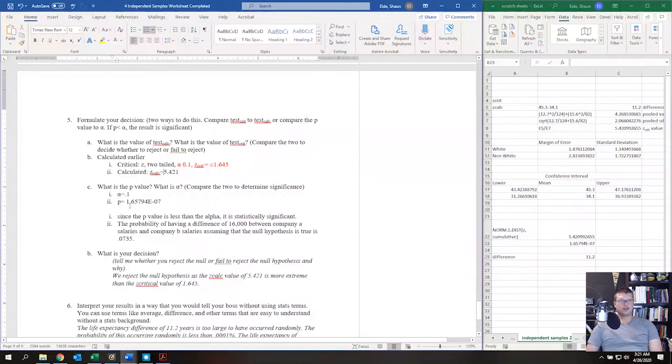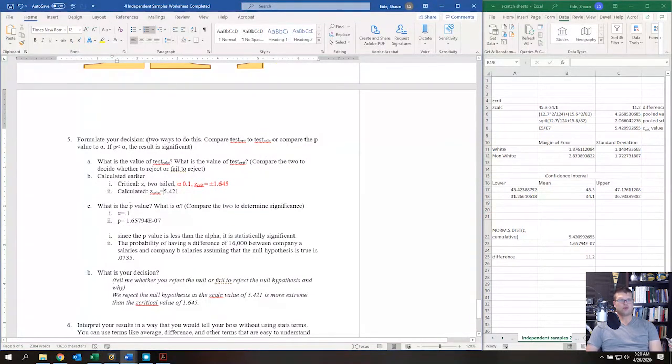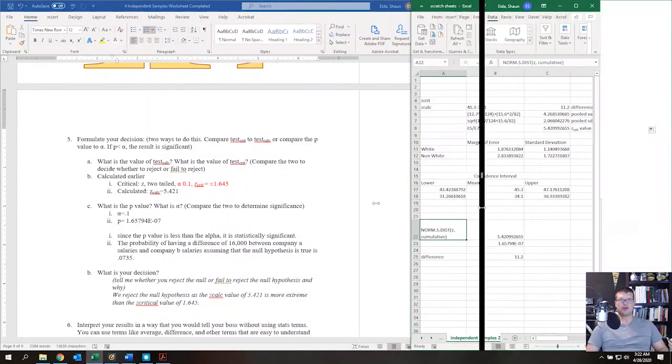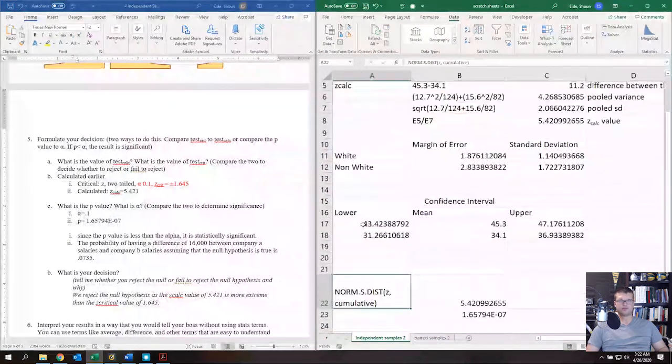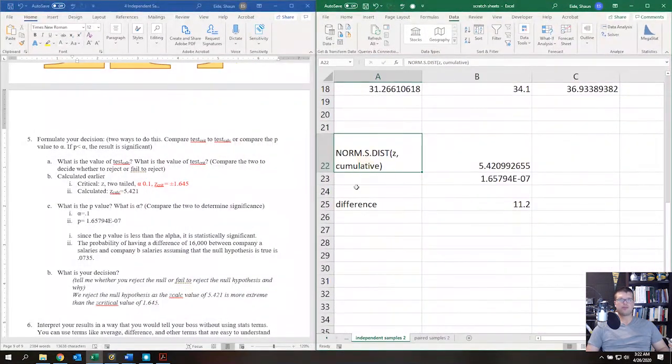So there's a couple ways to get this p-value. You can pull out the z chart, but you're not going to be able to find the p-value with the z chart. So what I'm going to suggest you do is come over to Excel. And when you come over to Excel, there's this really wonderful formula, and I'm going to make this a little bit bigger. This formula right here, NORM.S.DIST. I'm going to show you what this does.